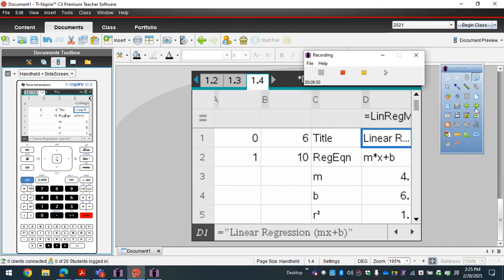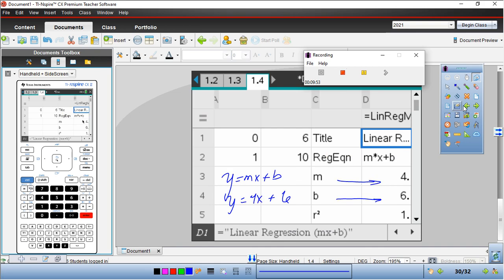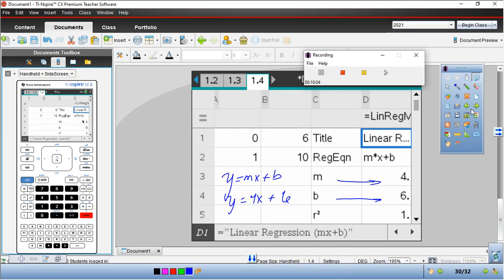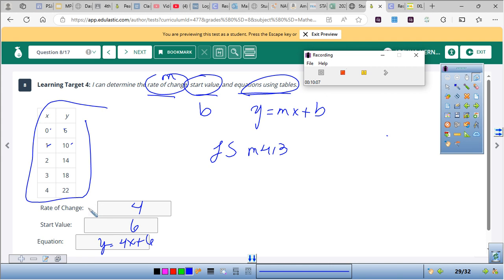Let's see what that question's asking us. 4, 6, y equals... If I look, did I write it right? 4x plus 6, yes. This is very important, guys. This here, your rate of change, please know that as your m. The starting value is also your initial value.